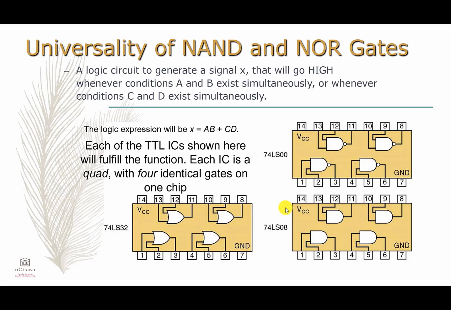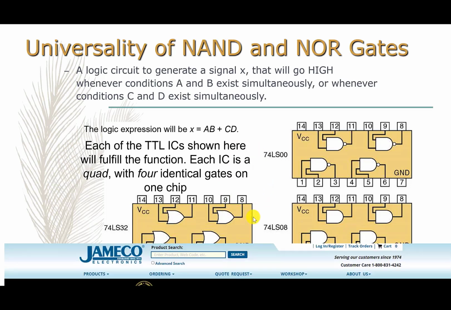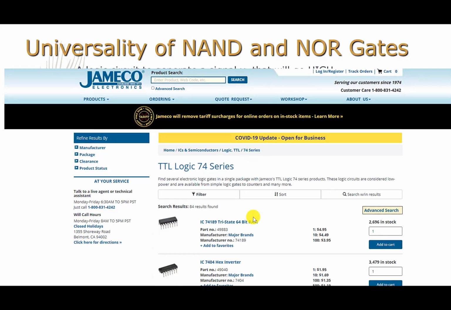As you can see, guys, each one of the ICs has quad gates, 4 identical gates. We have 1, 2, 3, 4, 1, 2, 3, 4, and 1, 2, 3, 4. Those are ORs, those are NANDs, and those are ANDs. Now, how can we design this function X knowing that we have these three ICs? It's worth noting that those ICs can be ordered, guys, from websites like Amazon or Jameco, as you can see here.